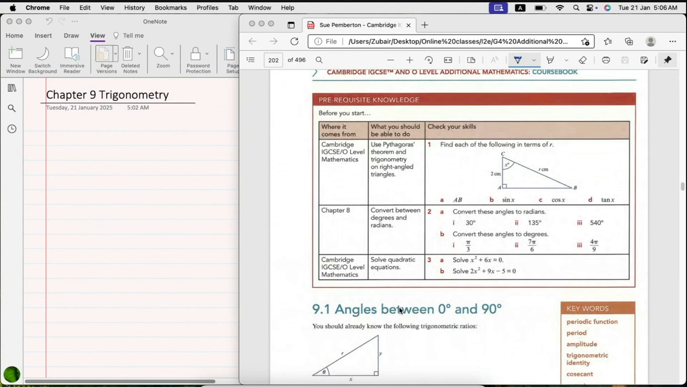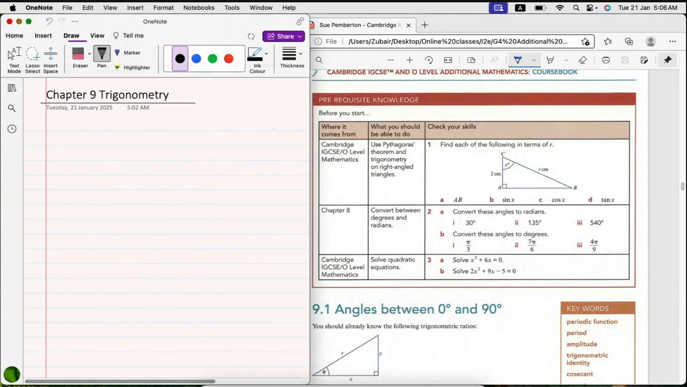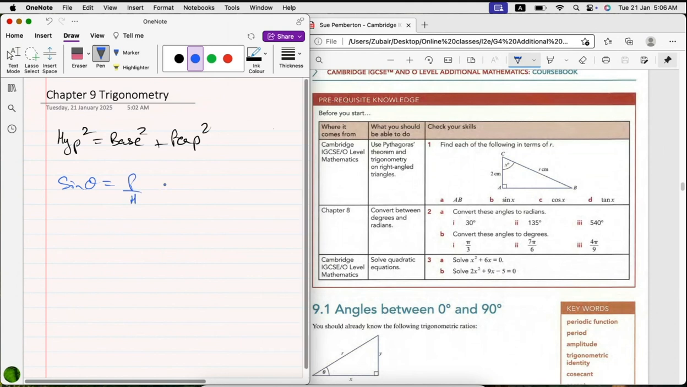prerequisites. Do we remember how to use Pythagoras theorem and trigonometry to be applied on right angle triangle, like sine, cos, tan? Pythagoras theorem was hypotenuse square is equals to base square plus perpendicular square. And then sine theta is opposite over hypotenuse. And then tan is opposite over adjacent. And then cos is adjacent over hypotenuse.